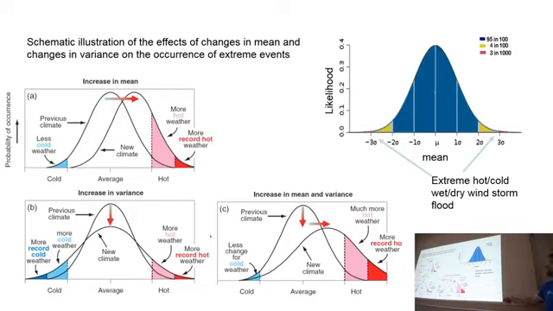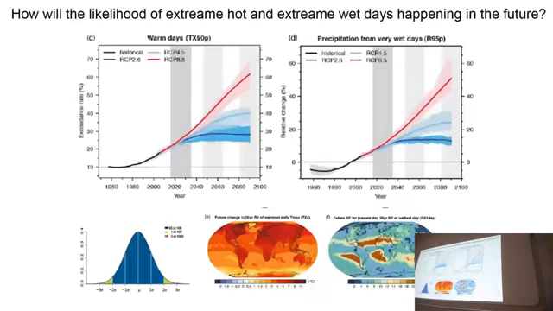And it's not just shifting the average. If you make the distribution flatter, if you make it more variable, if you make the climate less predictable, then that will also increase the probability of having these extreme events. If you do both, it's kind of like a double whammy. You shift the average and also change the variability, then you get much more likelihood of extreme events.